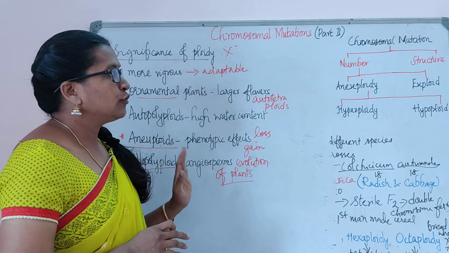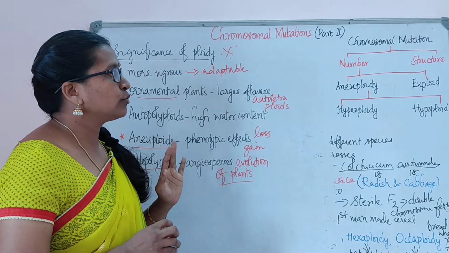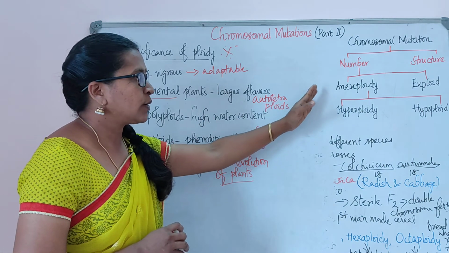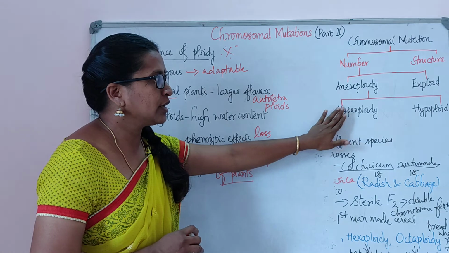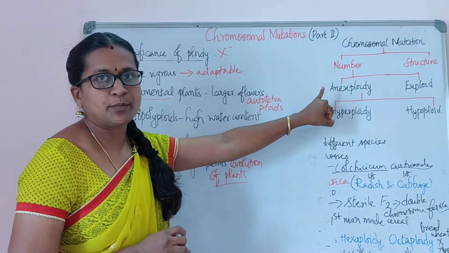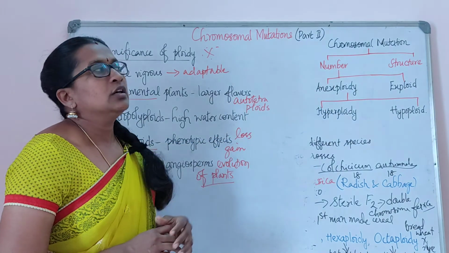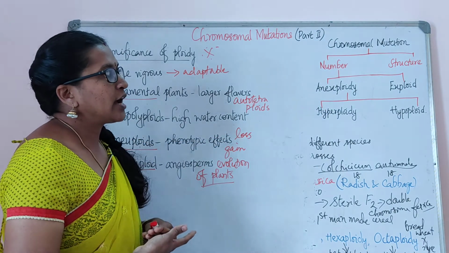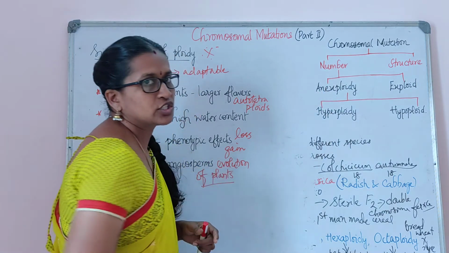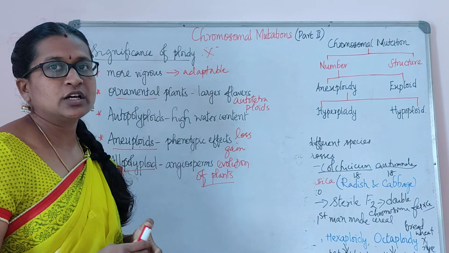Okay, so I think you will be clear on all this about chromosomal mutations in number: aneuploidy, euploidy, hyper, hypo, and euploidy, where we have haploid, diploid and then polyploid, right? Next video we will start with the chromosomal structures in the third part of the video.